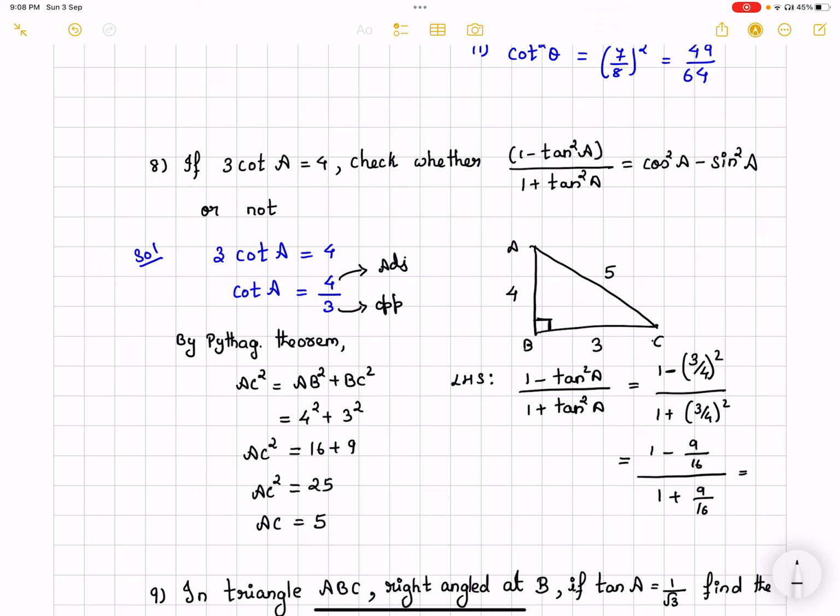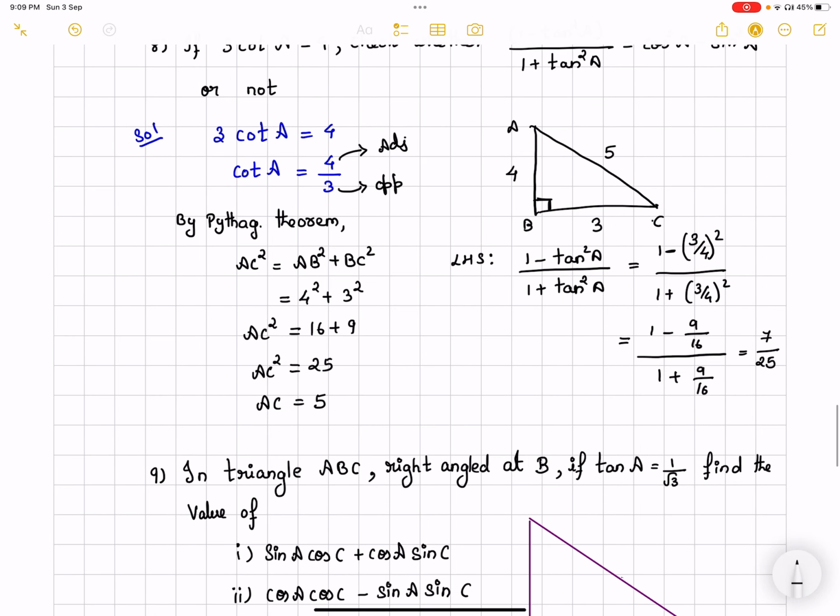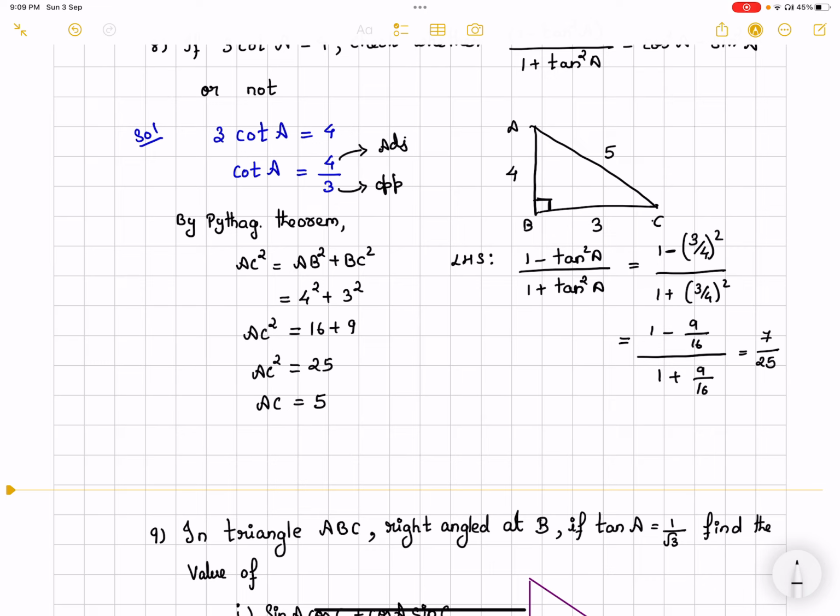So which is equal to 16 minus 9 divided by 16 and then in the denominator 16 plus 9 divided by 16. This is what we would be getting. So the answer which I would be getting would be 7 divided by 25 once you are done with the calculation. And then the next part, RHS, I would be considering.